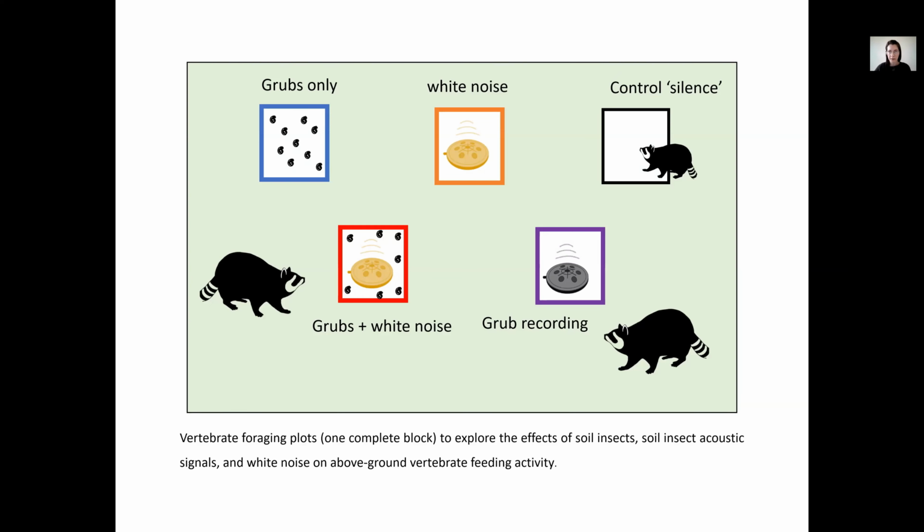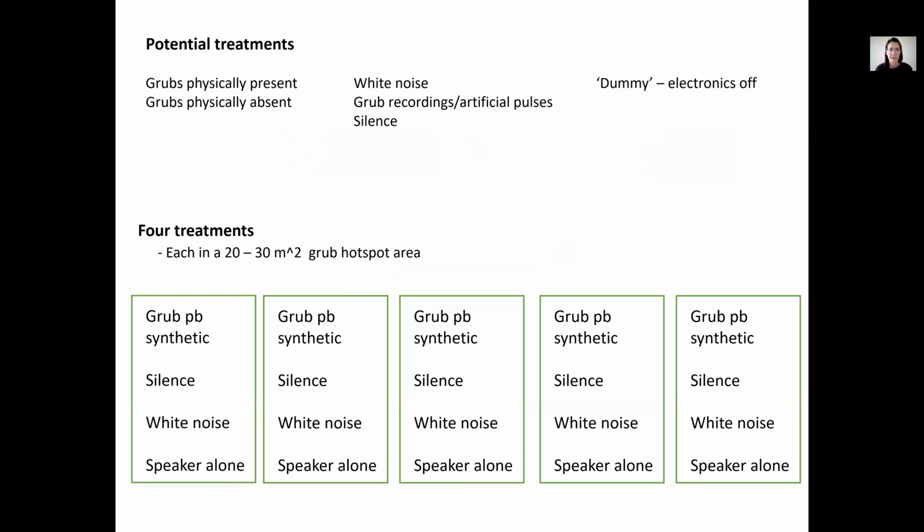I put a diagram here just to help you visualize. This slide is, again, very much a work in progress, but at the top I've written our potential treatments. So whether grubs themselves are present or absent, and then different vibrational treatments such as white noise, recordings and silence, and then dummy treatments such as having the electronics present but not running, to ensure that those themselves don't influence the animals.